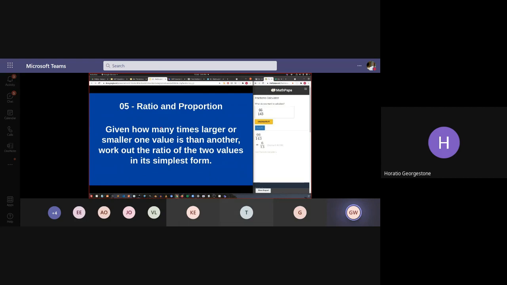Given how many times larger or smaller one value is than another, work out the ratio of the 2 values in its simplest form. So it's pretty straightforward. A company's sales are 3 times its expenditure. What is the ratio of sales to expenditure? Give your answer in its simplest form. Now you may be thinking, obviously it's 3 to 1, and you are correct, it is 3 to 1. But the wording on these types of questions can catch you out.